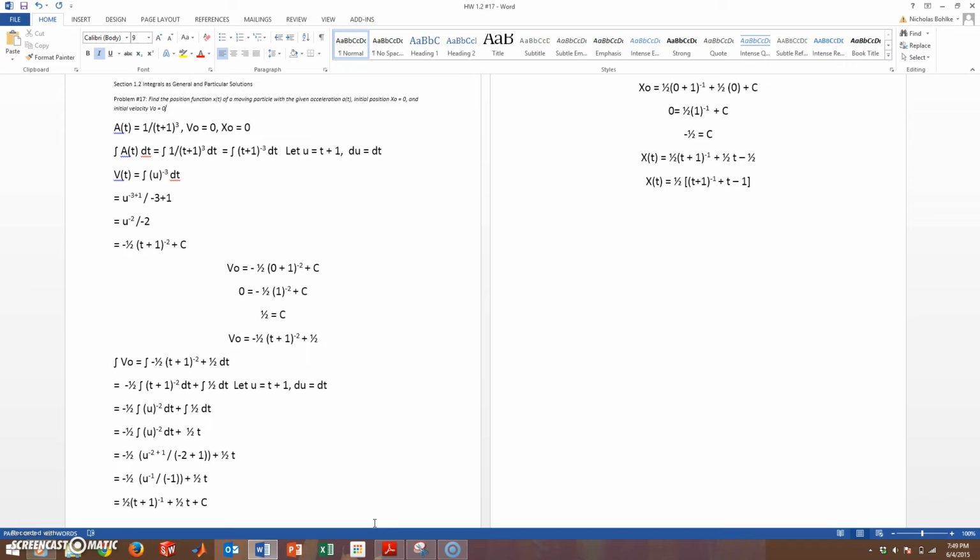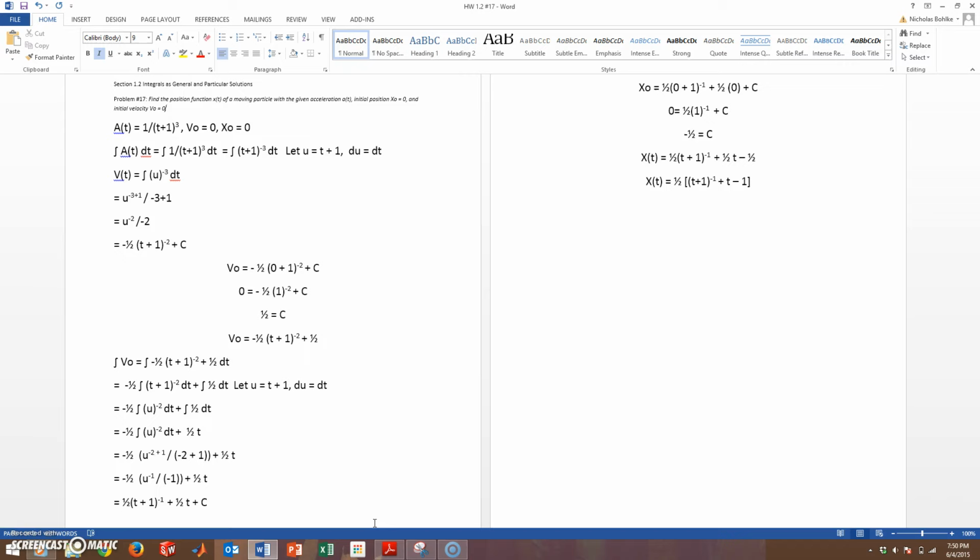So in order to get to the position function, we're going to have to integrate this twice. To integrate 1 over t plus 1 cubed, we're going to want to get rid of the fraction, move the denominator up, and make the cube a negative. So now we have the integral of the quantity t plus 1 to the negative third dt.